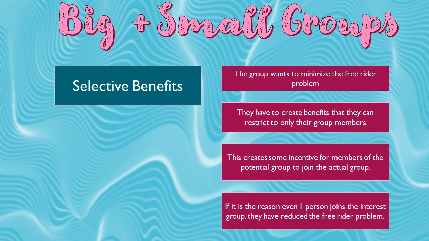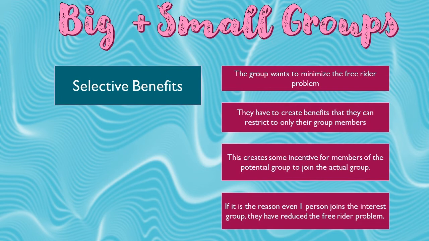The best way for interest groups to try to fight the free rider problem is what we call selective benefits. So obviously, all interest groups want to minimize their free rider problem. They would like for the whole potential group to join the actual group if they can. So they want to make as few free riders as possible.